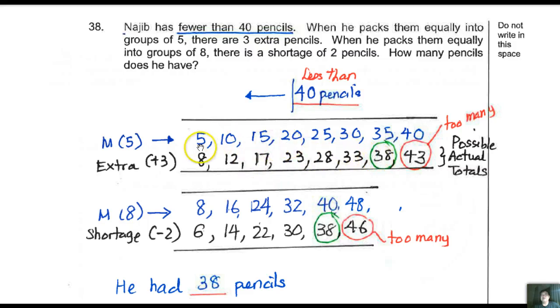Now let me explain to you again. This is packed in one group. If packed in 2 groups, it means there are 10 here. I'm sorry about this number here, just give me a second. This is 10 plus 3. This is 13. Then the next over here should be 18.